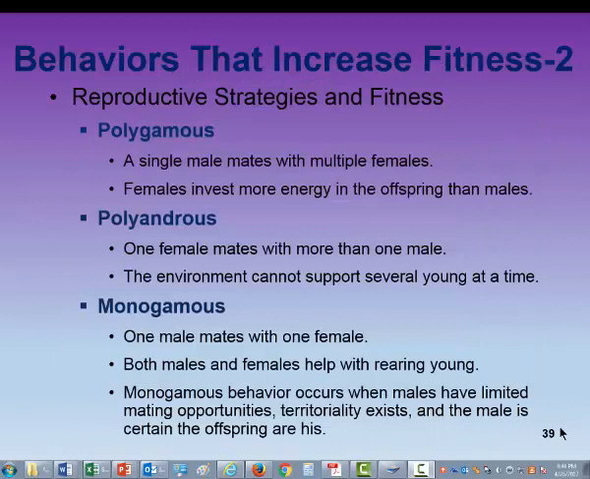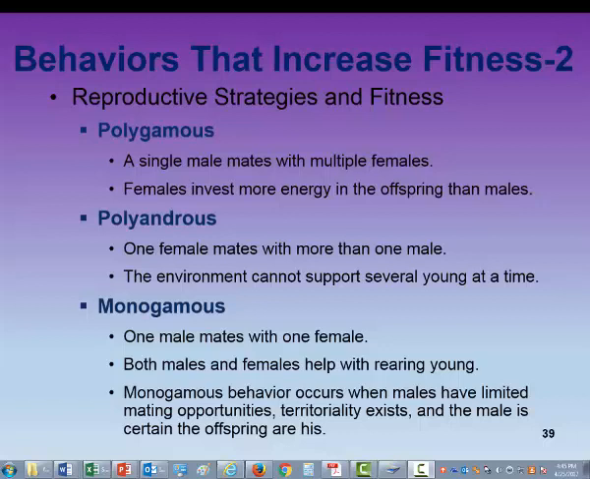As we've mentioned, there's a couple of behaviors that are going to increase fitness. There are several different conditions. We have polygamous, polyandrous, and monogamous. Now, most of us are familiar with monogamous. This is the kind of relationship that hopefully you're striving for, where one male and one female get together, they both help raise the young, they spend their life together, or in some cases it's that season. It's not necessarily their entire life. Unless you're like a Canadian goose, they do mate for life. But monogamous has one male and one female together, working together to raise the young.